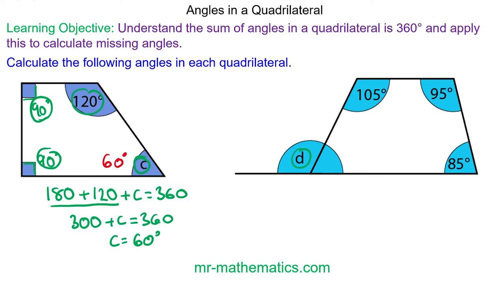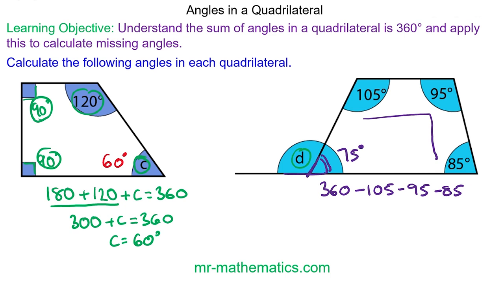To work out angle D, we need to work out this angle first. And this will be the difference between the 360 and the other three angles. So 360, take away the 105, take away the 95, take away the 85. So this angle here will be 75 degrees. And we know it lies on a straight line with angle D. So angle D is going to be 180, take away the 75, angle D will be 105 degrees.